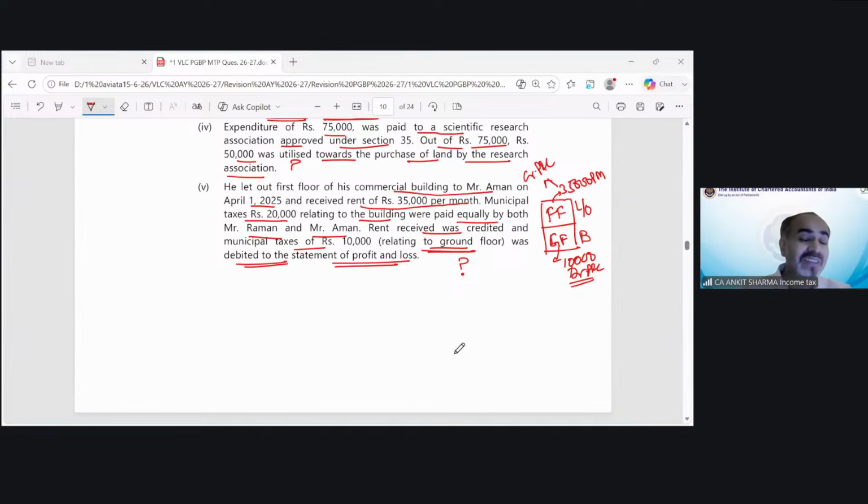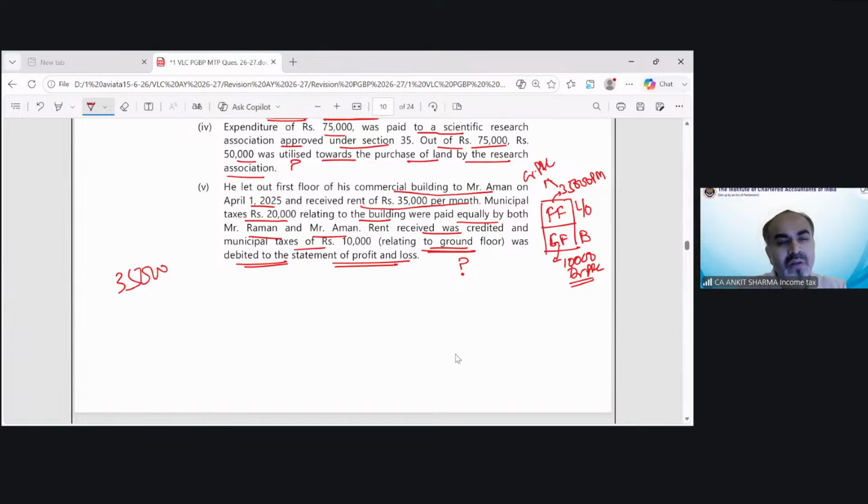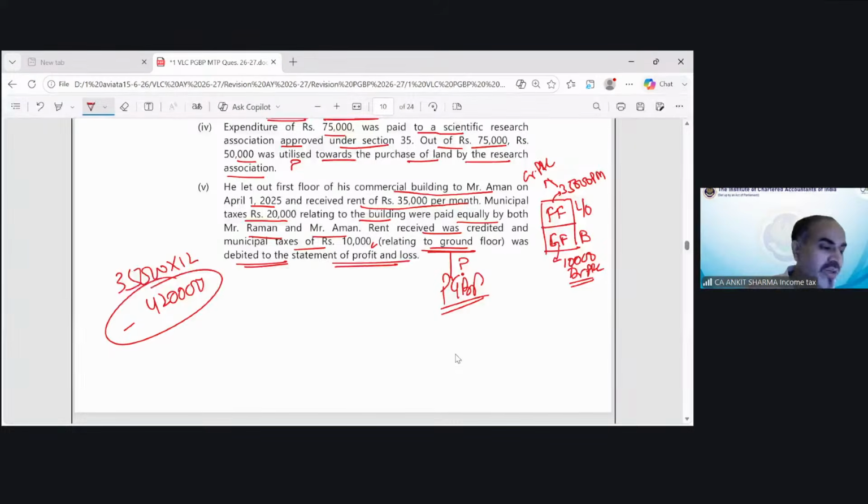So the question clearly says that the amount has been debited or credited. So you have credited the rent in your business head. So 35,000 per month. That means for the year, it's 4,20,000 rupees that needs to be reduced from your business profit. That was 11,25,000. And the rent is only that part of debit which is related to the ground floor, and the ground floor is for business purpose. So no treatment of this 10,000. Only this 4,20,000 needs to be reduced. This is a very, very, very interesting question.